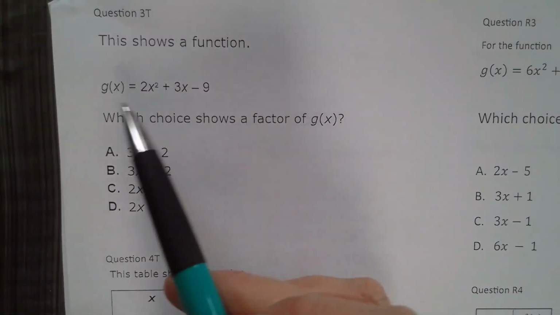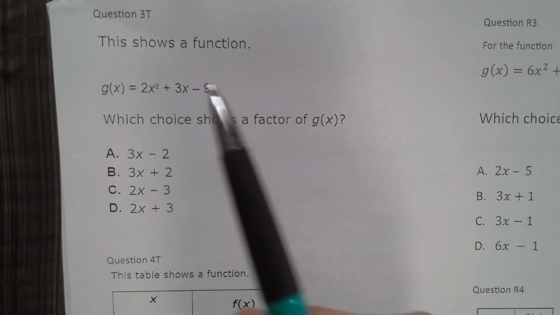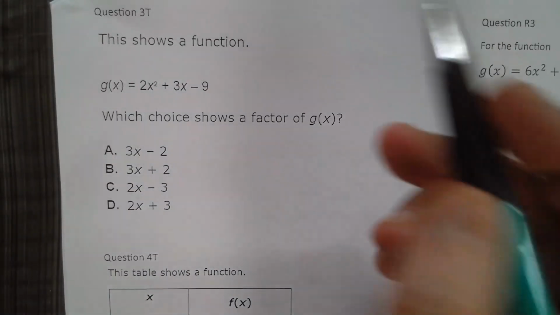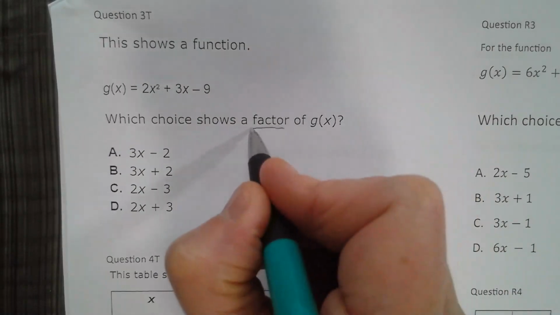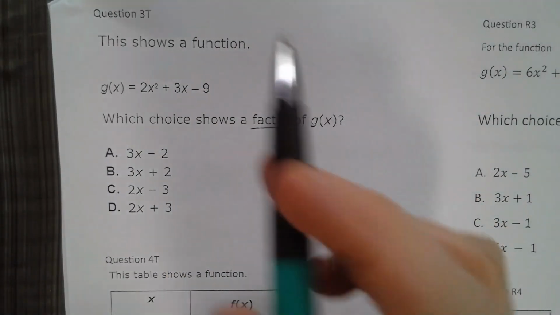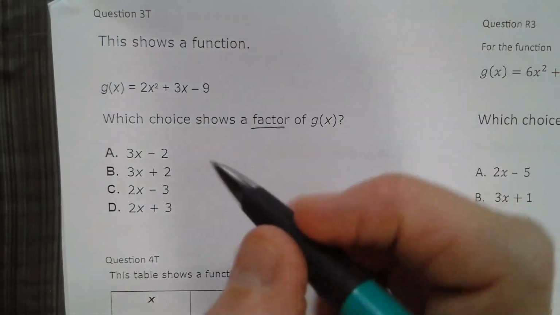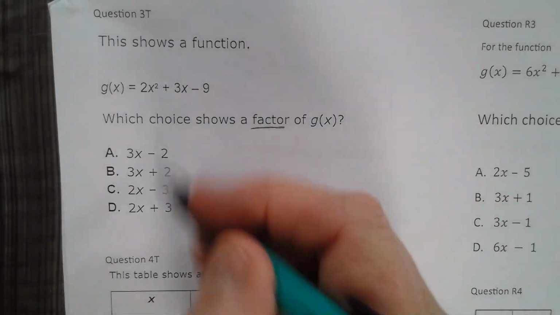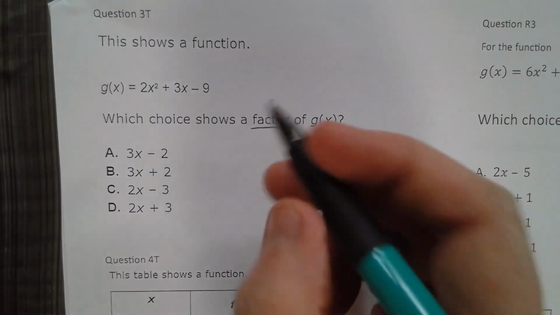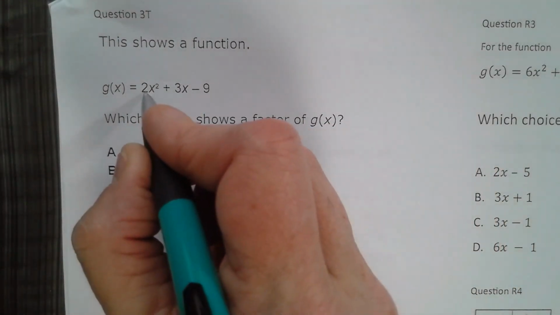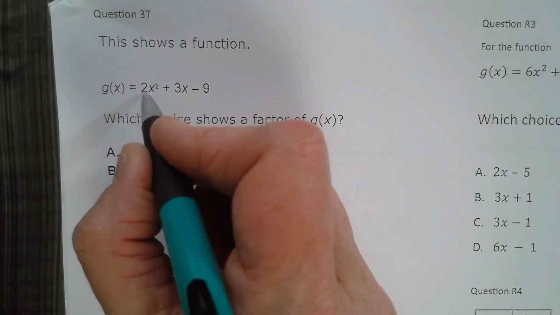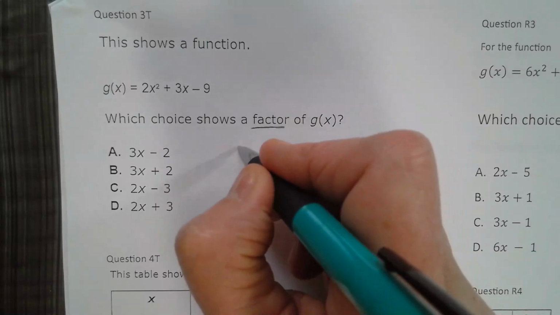All right, we've got a function. It's a trinomial, and it says which choice shows a factor of g of x. So basically, we're going to use our trinomial method, and we're going to find our factors, and then one of these will be that answer. So this is the trinomial where the leading coefficient is bigger than 1, so this is the one that nobody likes.